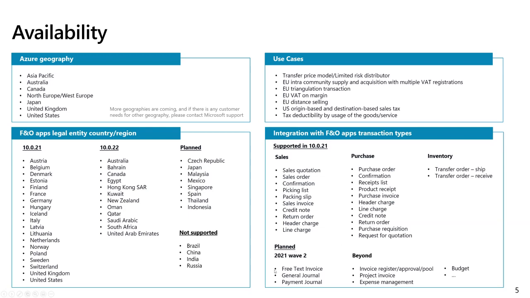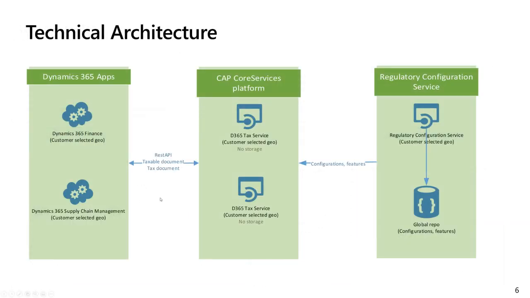And on our roadmap, we plan to support free text invoice, journal, and payment journal in 2021 wave 2, which means October this year to March next year. On the roadmap, we will also support more transactions: invoice register, invoice approval, invoice pool, project invoice, expense management, and the budget. Just monitor our release plan for the detailed timeline of when they will be supported. Okay. Then I will hand over to our engineering lead, Suzhen, to introduce the technical architecture.